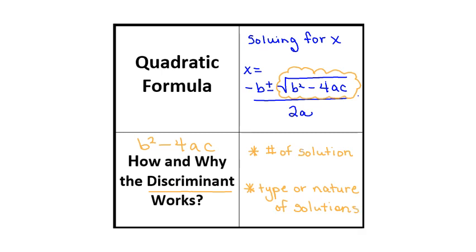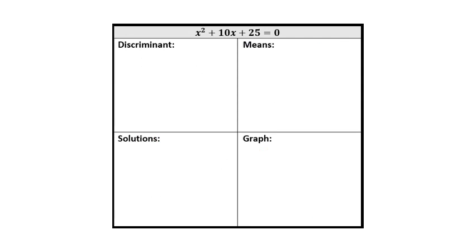Okay, so let's go ahead and get into our first example. In this first example, I'm going to show you how to figure out what the discriminant is, what it exactly means, how many solutions there are and the nature of the solutions, and what it will look like on the graph. So let's first start off by figuring out how we determine this discriminant.